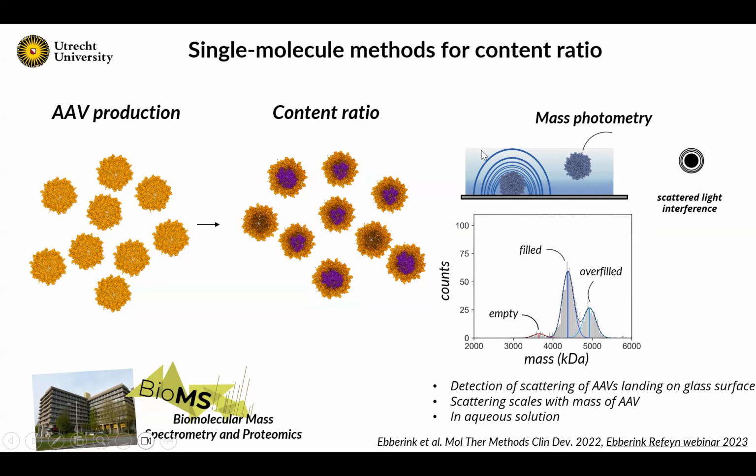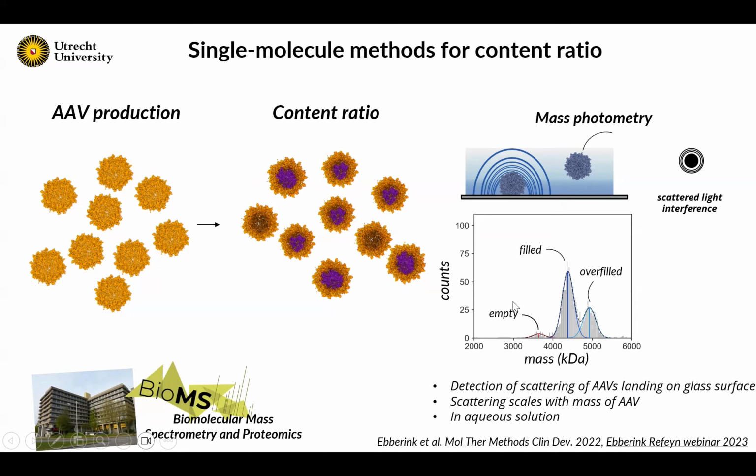But here we can, in principle, do the same: we can detect single particles, single AAVs, and determine the mass for each AAV, and then build again these mass histograms. So it's the same pool as before, and we see again a peak of AAVs containing just a single genome, some that have extra material, and again some empties.